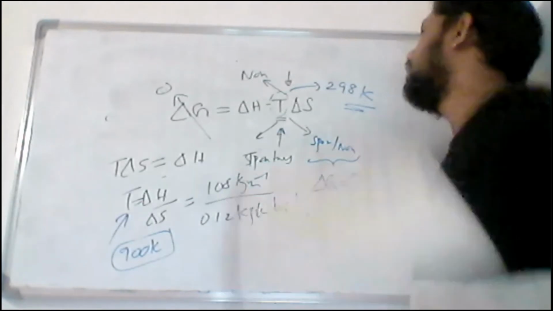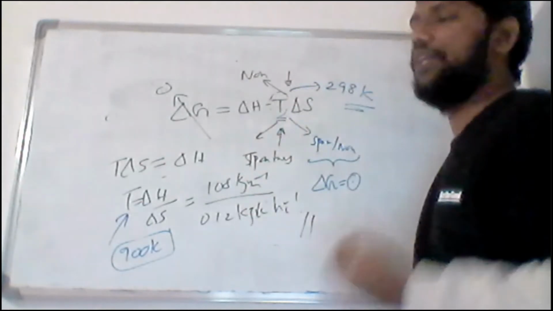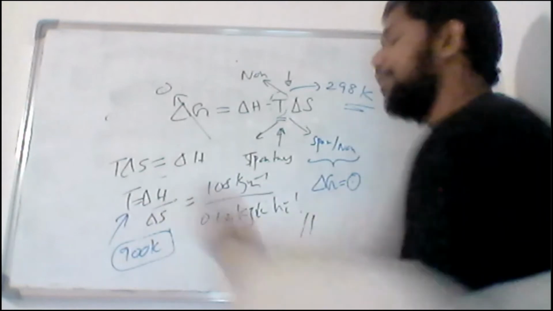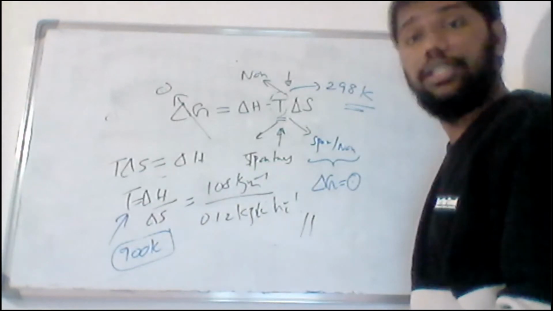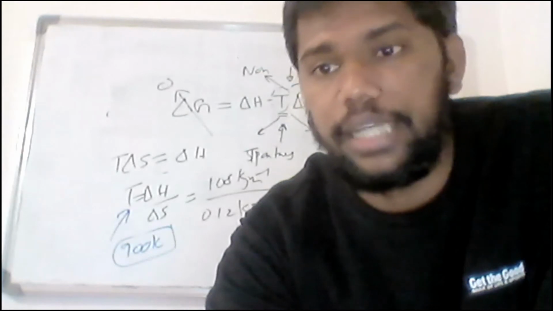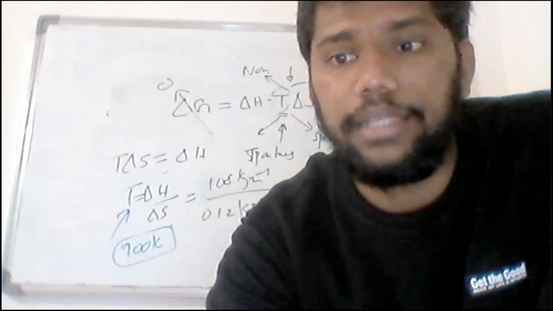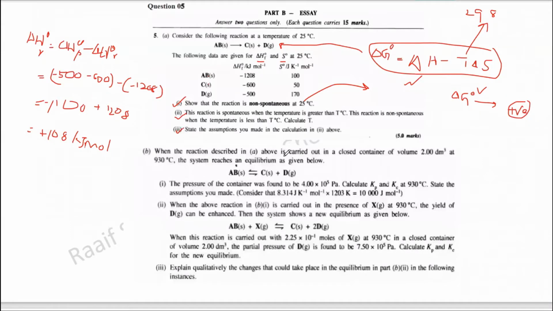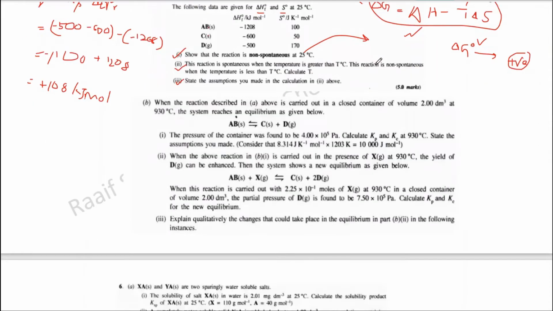So we think the enthalpy and entropy value that we have calculated at 298 Kelvin remain the same at this temperature also. That is what our assumption is. So we think the enthalpy and entropy values are the same at this temperature as at 298 Kelvin. Okay, so that is the idea. Then we will move on to part B.